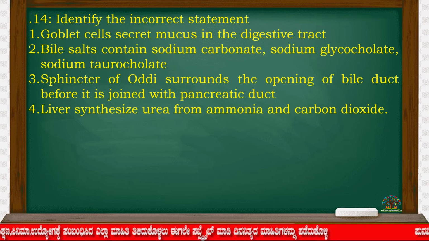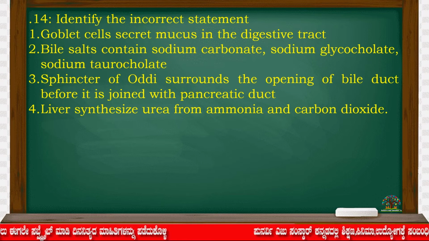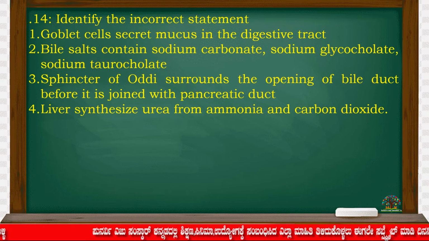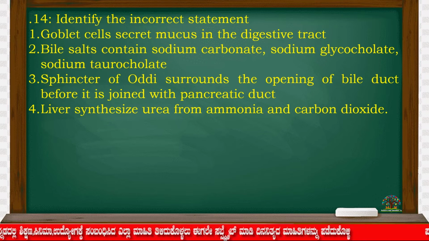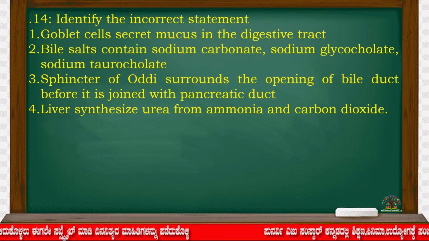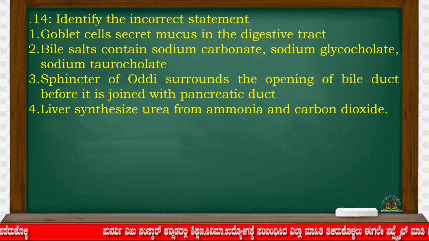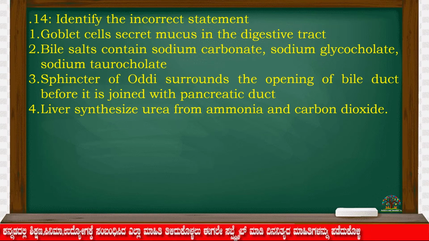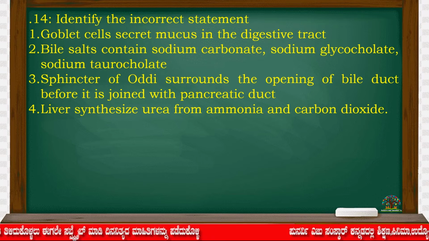Question 14. Identify the incorrect statement. The first statement is goblet cells secrete mucus in the digestive tract. Second one, bile salts contain sodium carbonate, sodium glycolate and sodium taurocholate. And option number 3, sphincter of Oddi surrounds the opening of the bile duct before it is joined with the pancreatic duct. Option number 4, liver synthesizes urea from ammonia and carbon dioxide. So we will have to find out the incorrect statement in these 4 options.